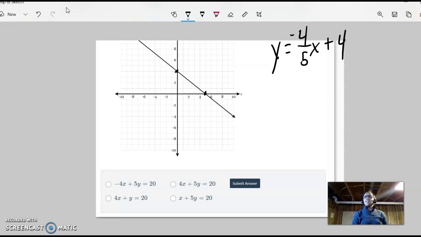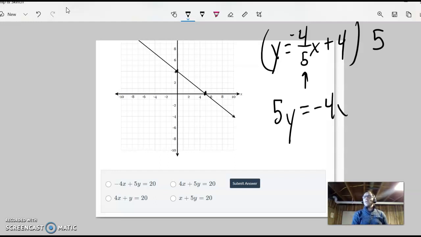They don't look like this. But what if I multiplied everything through by 5? There's no fractions here, so let's multiply this entire thing by 5. 5 times y is 5y. 4 over 5 times 5 is -4x. And 4 times 5 is 20.